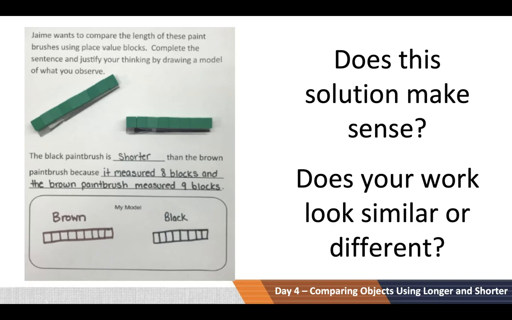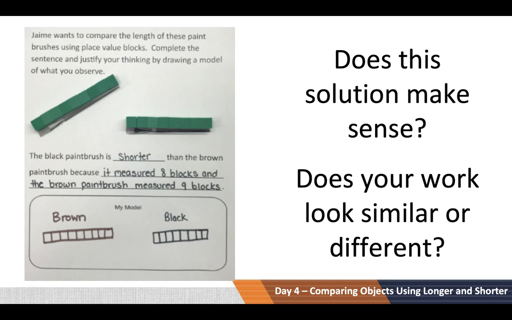Does this solution make sense? And does your work look similar or different? Pause the video to think about it for a little bit and press play when you're ready to discuss it with me. So the way Jamie was thinking about this does make sense. The black paintbrush is shorter than the brown paintbrush because 8 blocks are fewer blocks than 9. 8 is a smaller number than 9, so it makes sense to say that the black paintbrush is shorter.